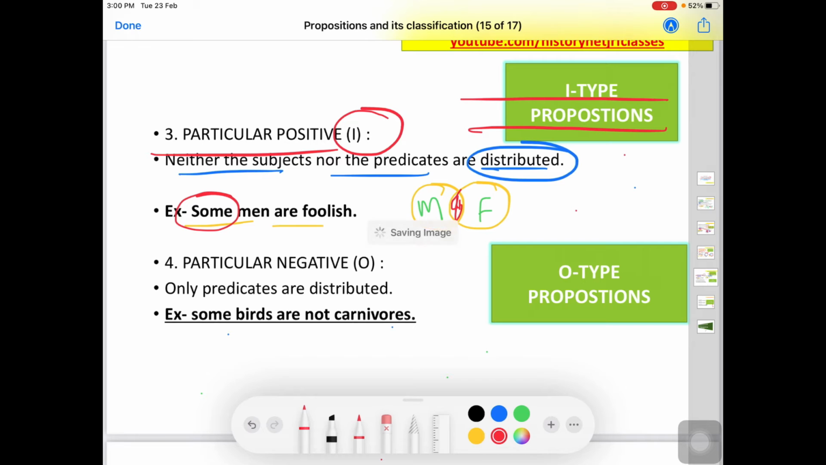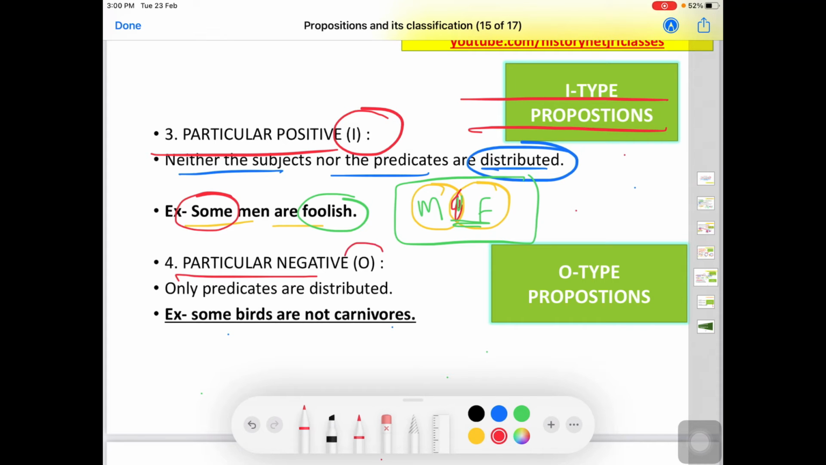Similarly, for the foolish, just have a look. It is not representing the whole class of foolish who are men. It is just representing a portion. So when it is representing a portion, it will become undistributed. So here the predicate is also not distributed. I hope this diagram must have helped you to understand how it is distributed and how it is not distributed.